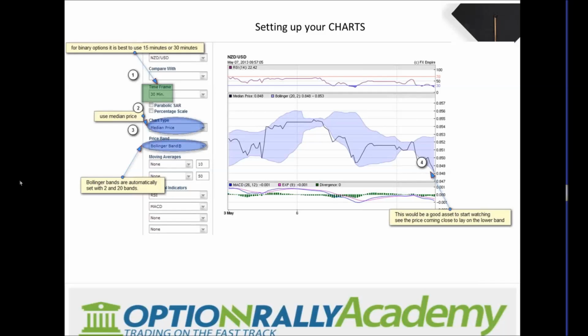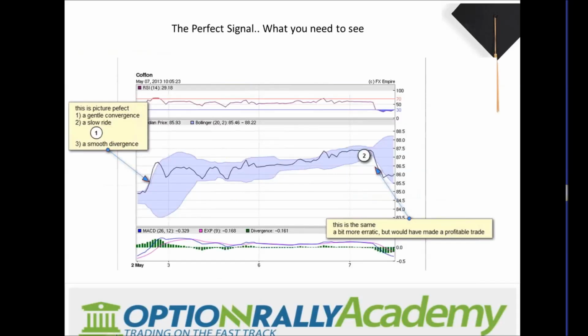Now, again, we have to remember, for binary options, it's best to use 15 or 30 minute, no more than 60-minute time frames. Okay, it's best to use medium price and set it for Bollinger Bands. Bollinger Bands is a preset for 2 and 20. And then what we're looking for is a gentle convergence and divergence.